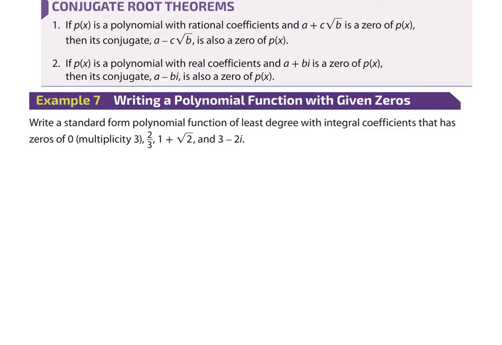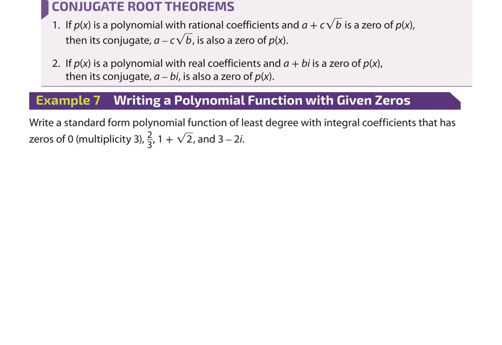The conjugate root theorem. So this says if you have a polynomial with a rational coefficient and a plus c squared to b is a 0, then the conjugate, a minus c squared to b, is also a 0. If you have a polynomial with an imaginary a plus bi is a 0, then the conjugate, a minus bi, is also a 0. Anytime you have irrational or imaginary zeros, they will pair up, okay?